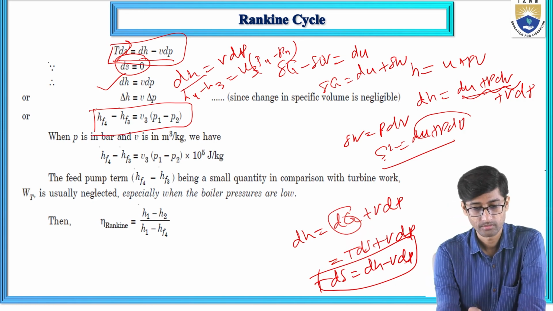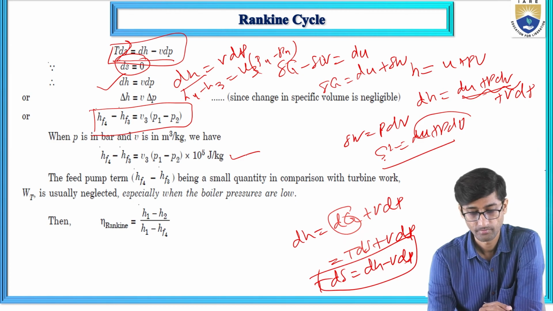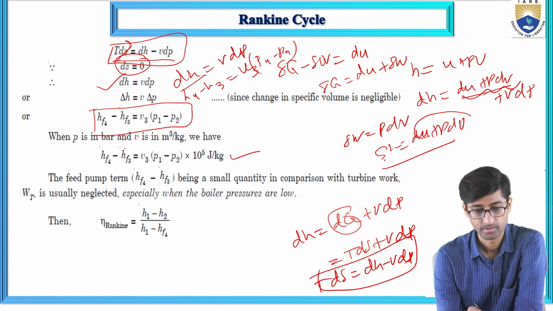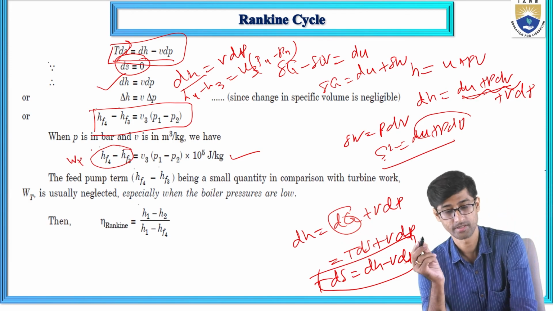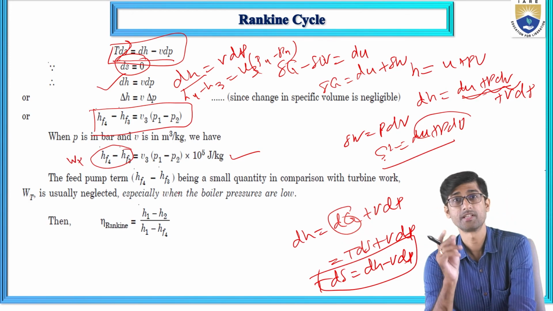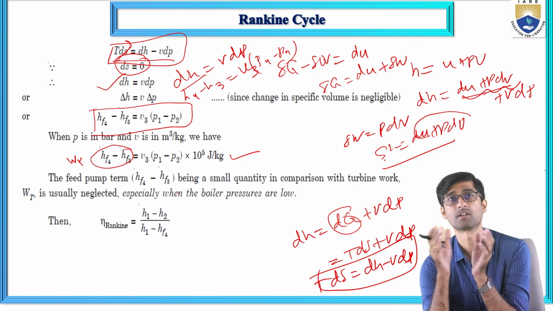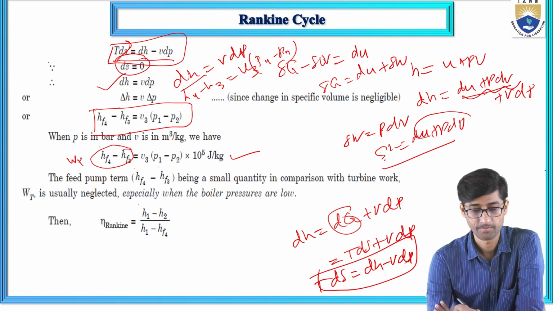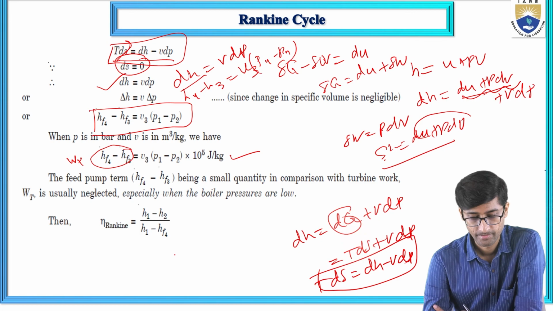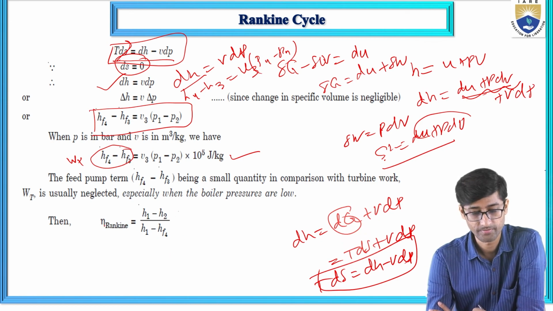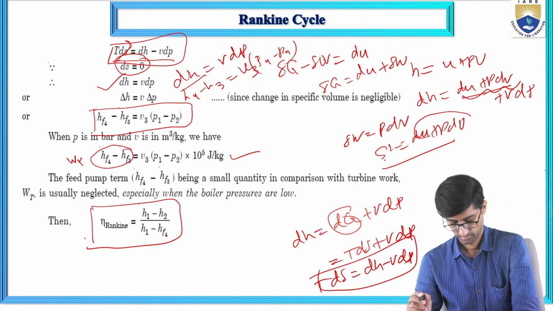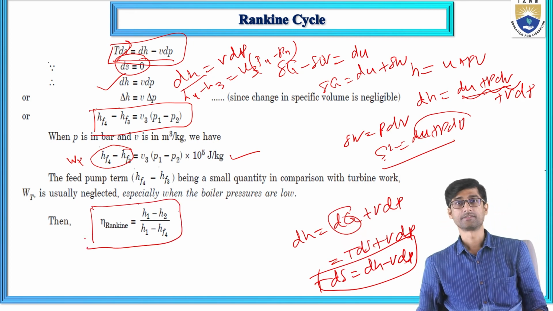This is the feed pump work, WP, H4 minus H3, and this pump work is a very small quantity compared with the turbine work. After neglecting the pump work, the efficiency of the Rankine cycle becomes H1 minus H2 divided by H1 minus H4. So this is the efficiency of the Rankine cycle.